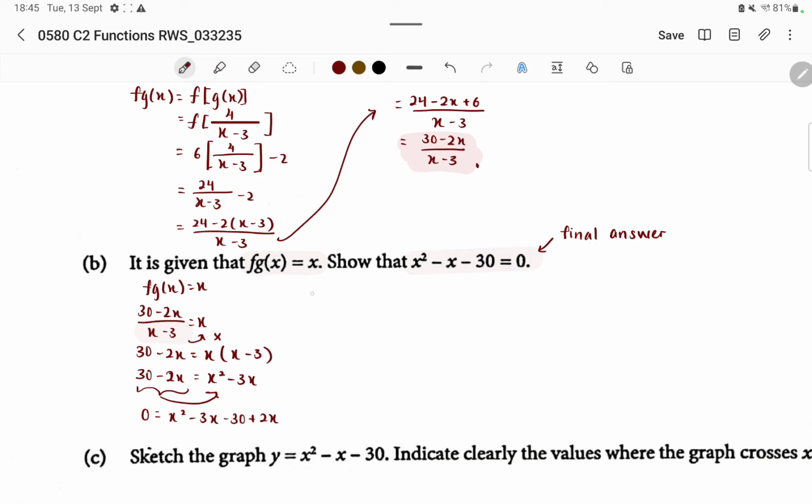Okay, simplify it. x squared, minus 3 plus 2 becomes minus 1. So x squared minus x minus 30 equals 0. And then shown. This is how you show lah.